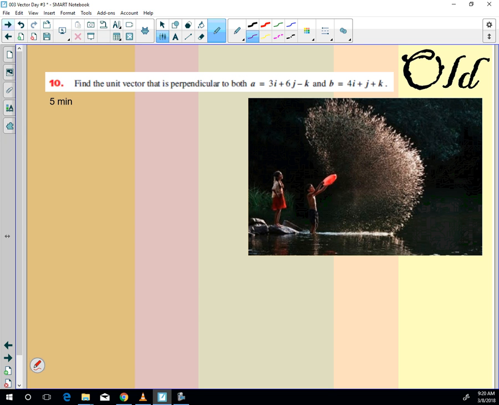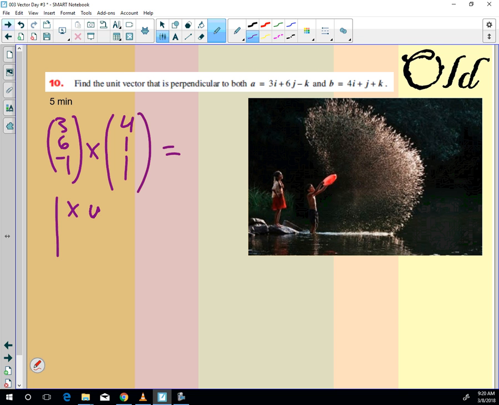Next one, sure. Yeah, find the unit vector that's perpendicular to both A, which is 3, 6, negative 1, and B, which is 4, 1, 1. So if you're looking for a vector, we do the cross product, and the cross product looks like this. X, Y, oh, you haven't done this? I know you haven't done it, but this is how we're going to do this on Tuesday, or maybe Wednesday. Yeah, Tuesday probably. Would you just take a moment, everybody go to number 10.